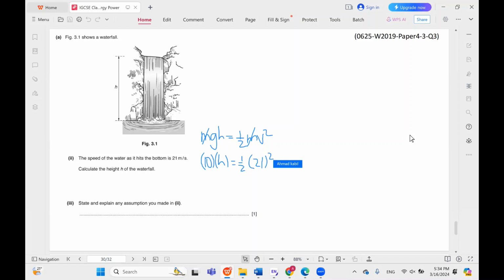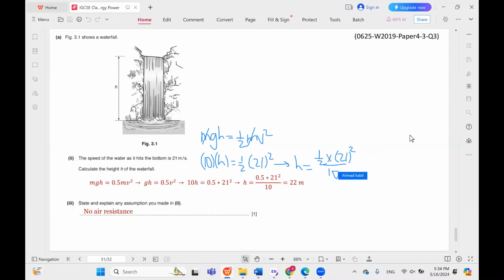So we can calculate h by taking the 10 to the other side. So we have h equals half times 21 squared divided by 10. And you can figure this out. Half times 21 squared divided by 10 is equal to 22 meters. State and explain any assumption you made in II. Of course, we assume that there is no air resistance so that the total potential energy would equal the total kinetic energy.